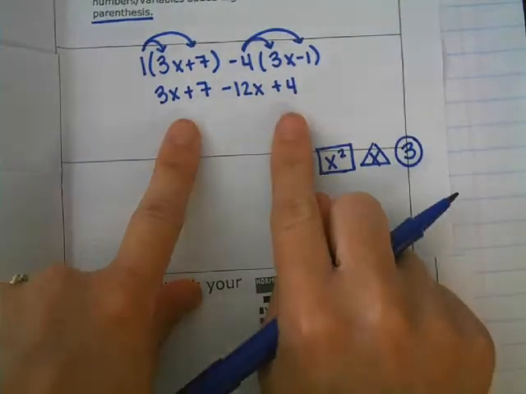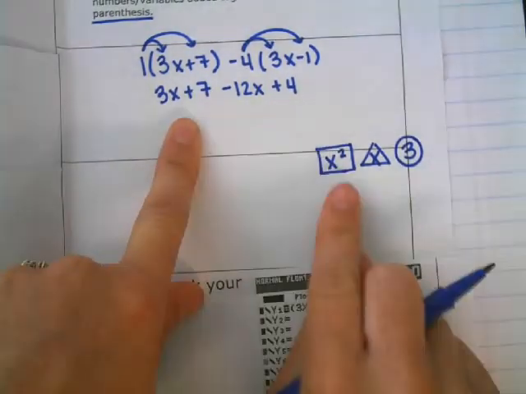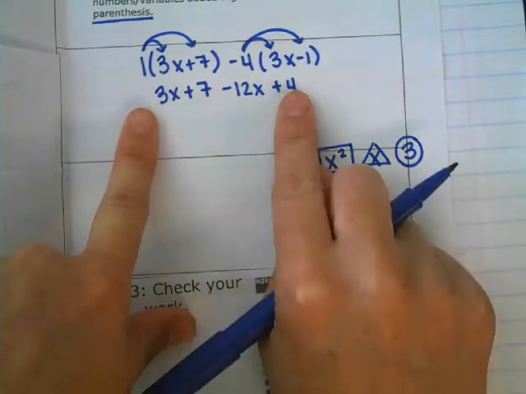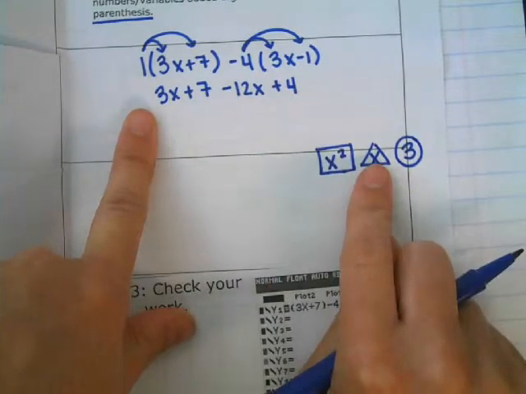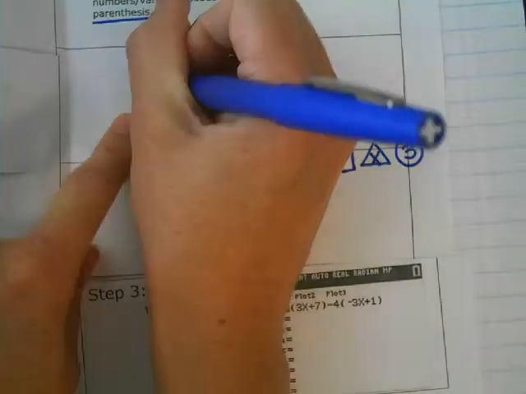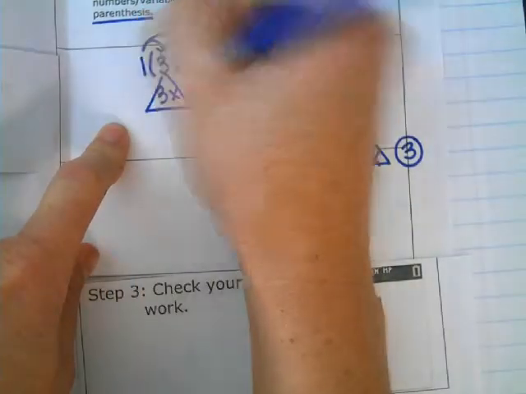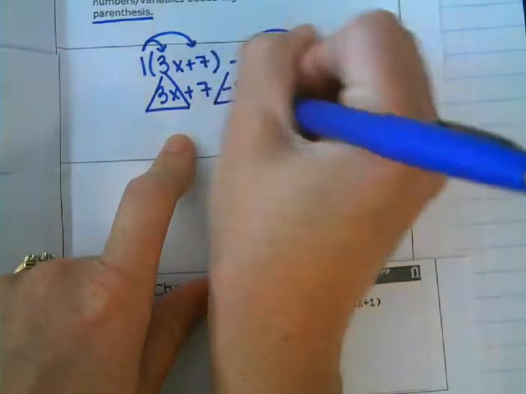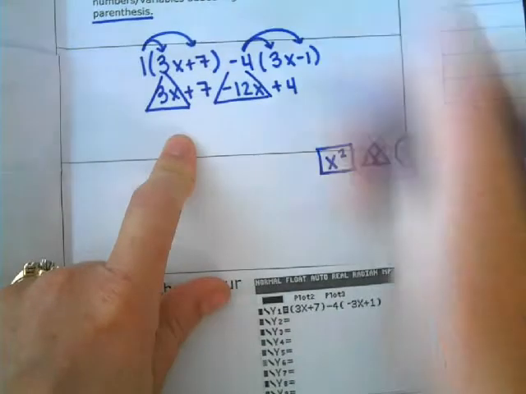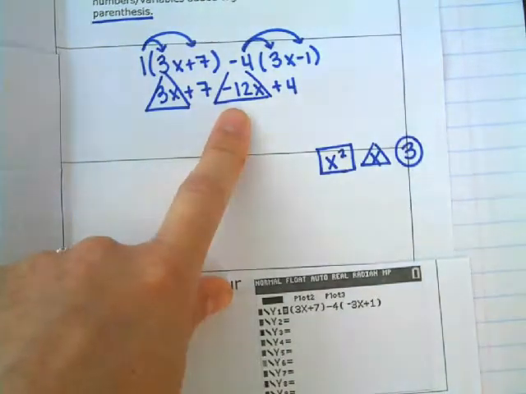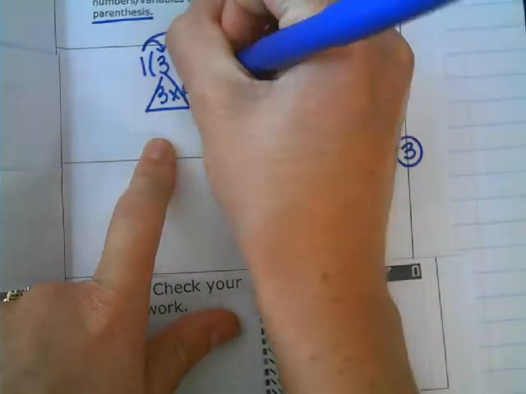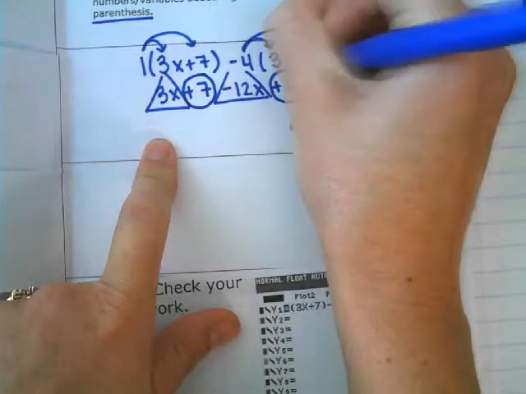Going back up to here, let's see if we have any like terms. I don't see any squares. Now I'm going to look for my triangles. I have a 3x. I can put a triangle around that. I have a -12x, so I'm going to put a triangle around that one, or part of a triangle. Now I'm going to look for my circles. I have my 7 right here, and I have a 4.